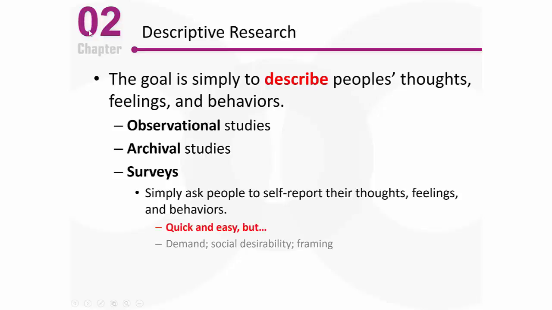Survey research is quick and easy. We talked previously about some of the problems like demand characteristics. Sometimes we will put people in a situation where they have a sense of what we want to find in that type of research study, and they will respond in that way. We call those demand characteristics. Remember also that when people are responding, they might respond in a socially desirable way. So they're not really sharing their true thoughts and feelings, but they're responding in a way that makes them look good. And then, of course, the way we frame our questions can also influence the way that people respond to the questions.